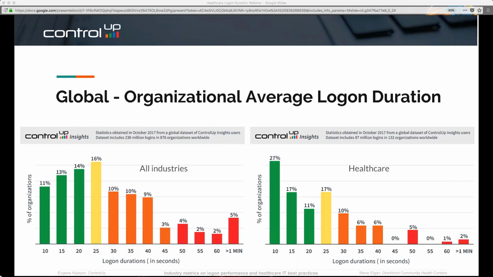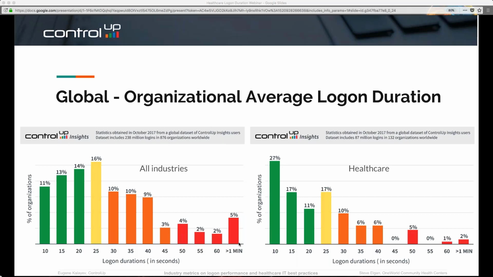Basically, you can see, for example, that perhaps surprisingly, 5% of organizations in the global sample have an average logon duration of over a minute, which we can all agree is really slow. And if the average is a minute, the extreme values are probably even worse. So this puts into perspective what is slow and what is fast.